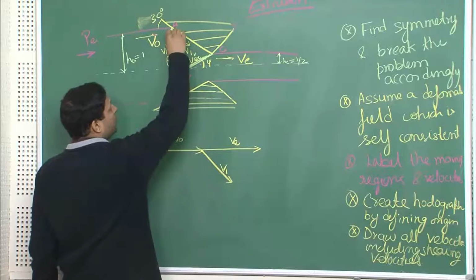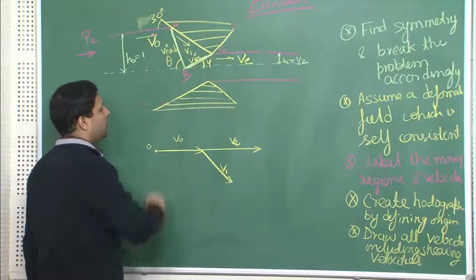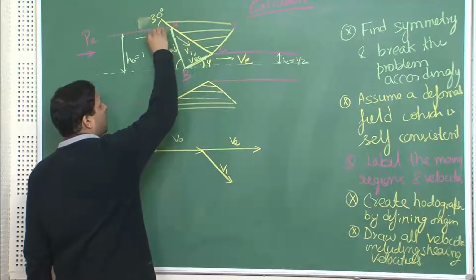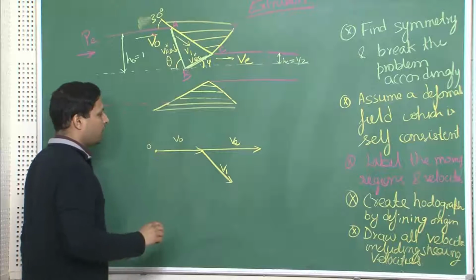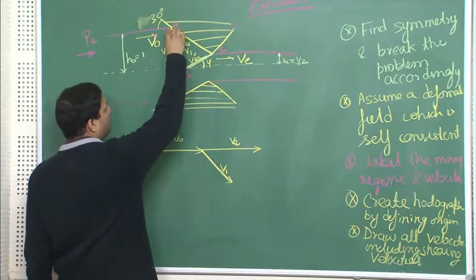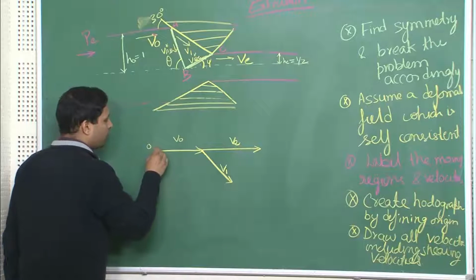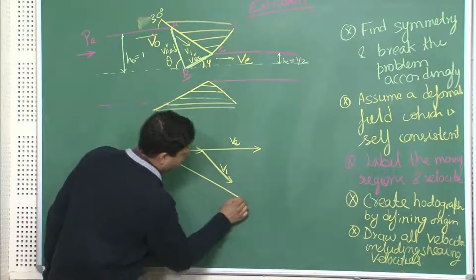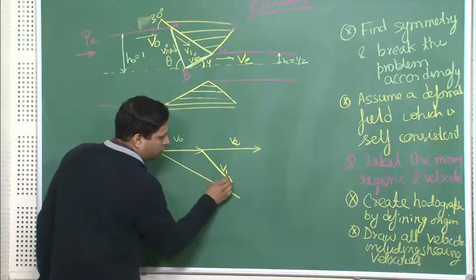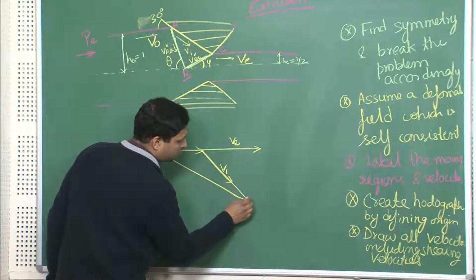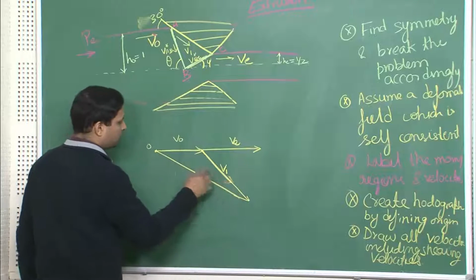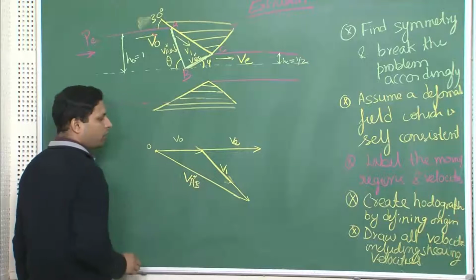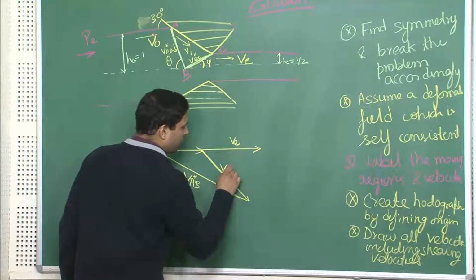Where is the shearing taking place? Shearing is taking place over here, like VAB. Now, VAB is connecting V0 and V1. So, we must draw VAB from this origin at this angle, whatever this angle is. Now, these two must intersect over here. So, this gives me the magnitude of VAB, magnitude of V1.